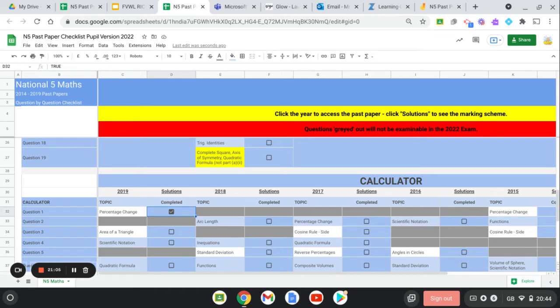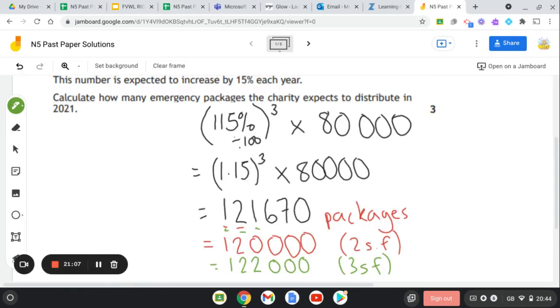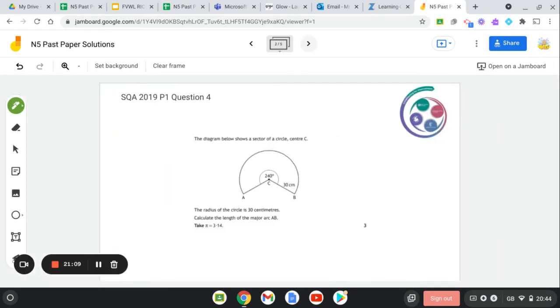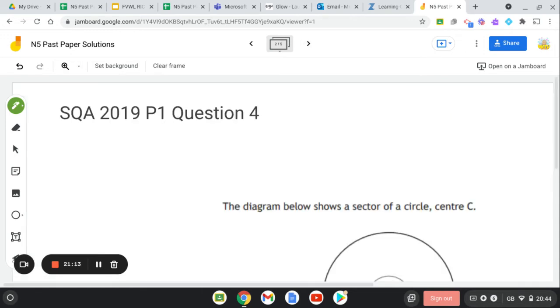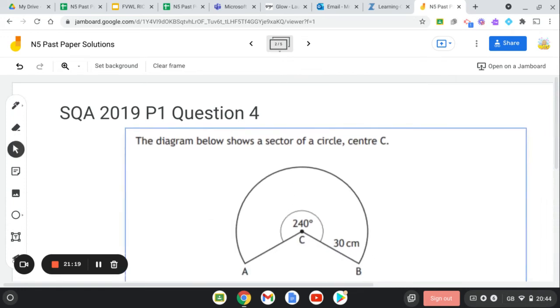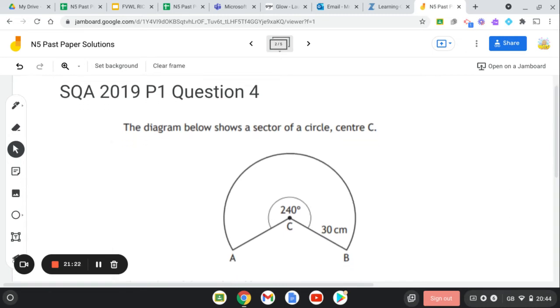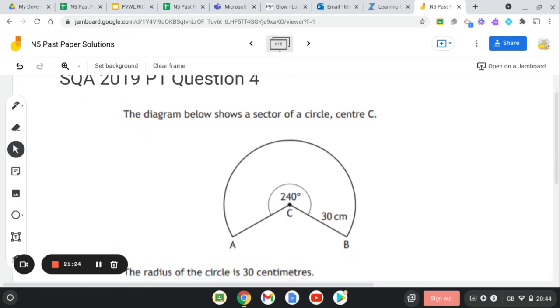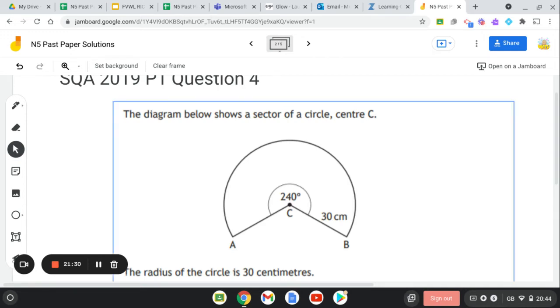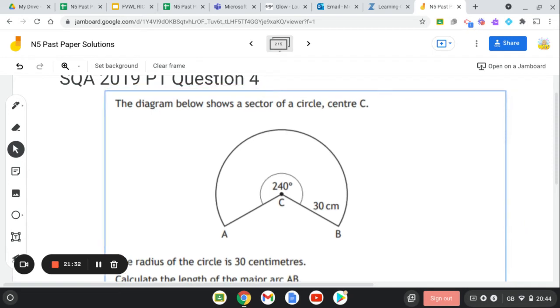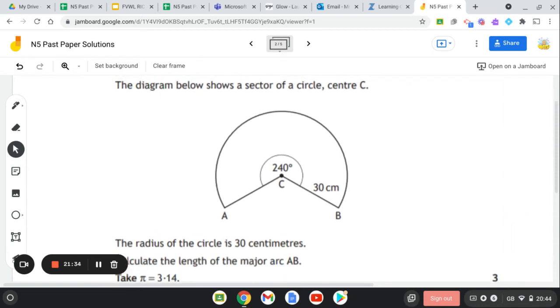Right, let's look at another question. This one is from the 2019 paper 1 and it's question 4. Again, the SQA have said that area of sectors is out. So if they're going to put a circle question into the exam, then you could pretty much expect that it's going to be dealing with the length of the arcs.